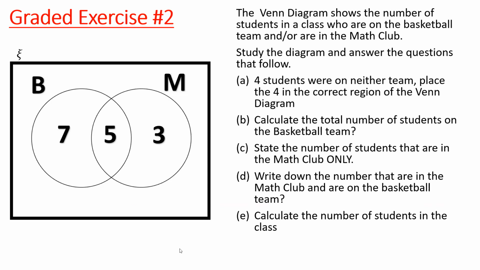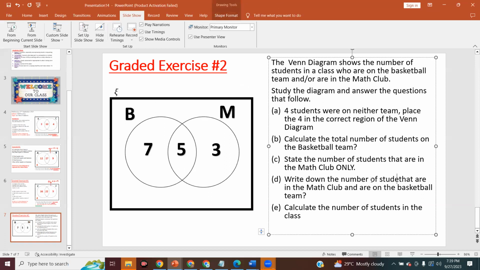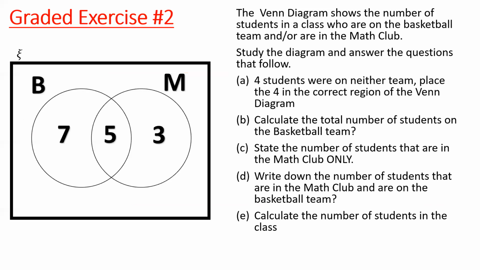A, four students were on neither team. Place the four in the correct region of the Venn diagram. B, calculate the total number of students on the basketball team. C, state the number of students that are in the math club only. D, write down the number of students that are in the math club and are on the basketball team. And E, calculate the number of students in the class. All right, so just those five questions for you to do.